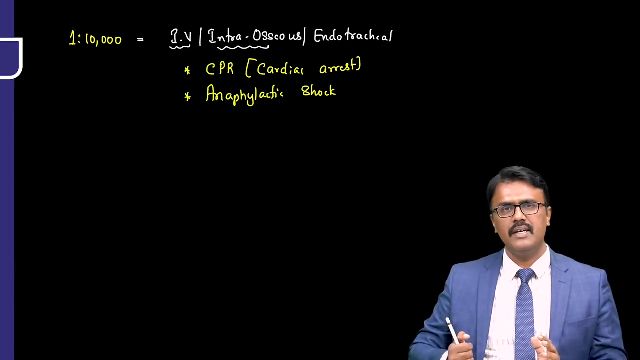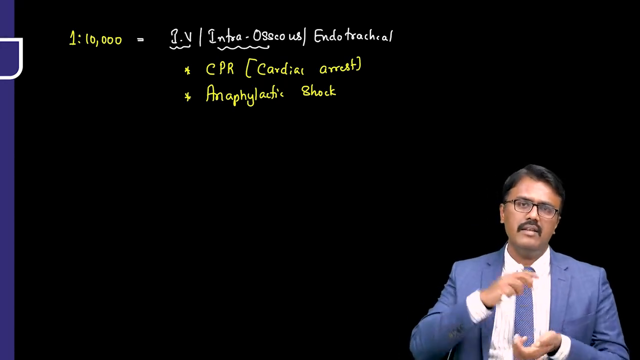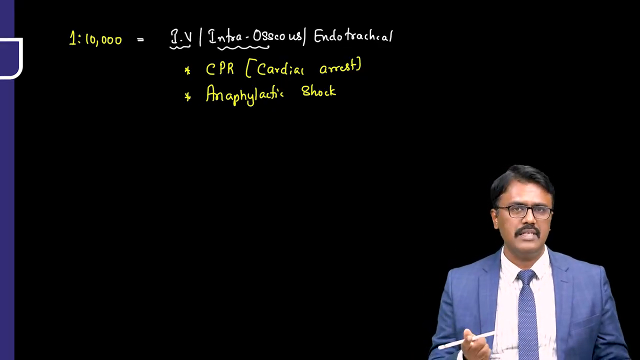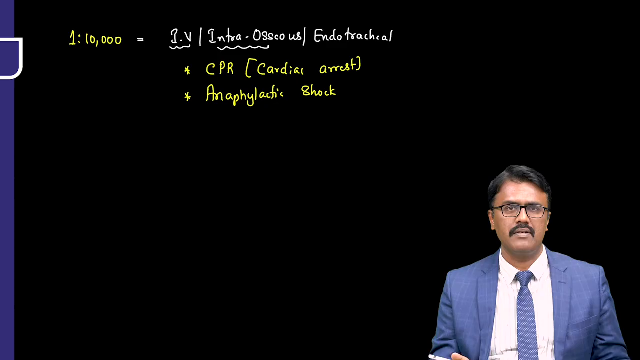First give IM. If the patient is not responding to that IM dose also, then you take an IV line, then give intravenous adrenaline. So that is the reason the preferred one is IM, then IV. Suppose it's already IV, then it is given.